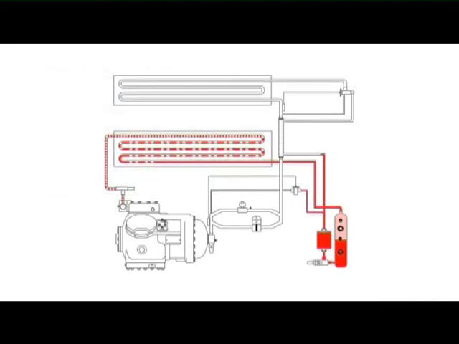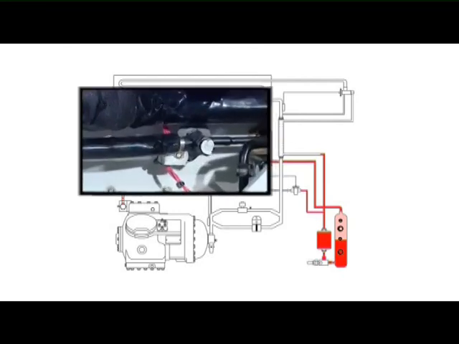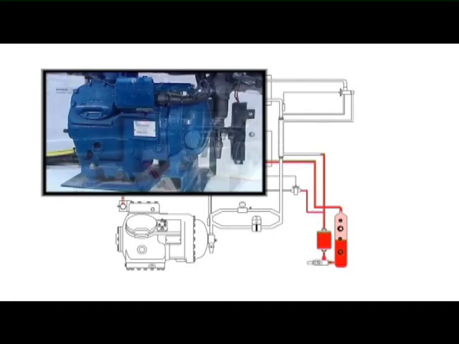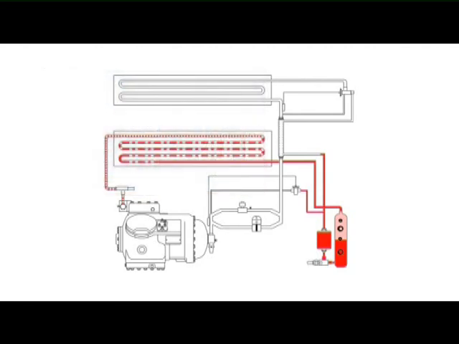Between the filter dryer and the moisture liquid indicator there is a small valve, the quench valve. The quench valve is a small TXV valve which monitors the suction line temperature. If the suction line temperature should become too warm, the quench valve will open and it will allow a small amount of liquid into the suction line to cool off the compressor windings. This is necessary to prevent overheating of the compressor's windings.